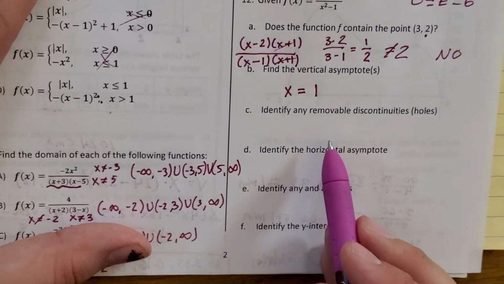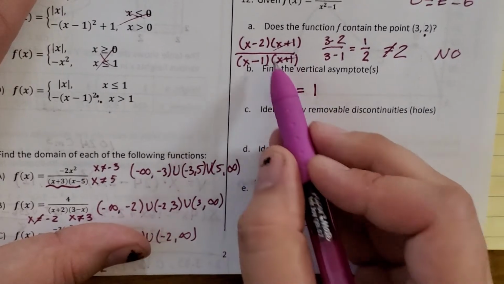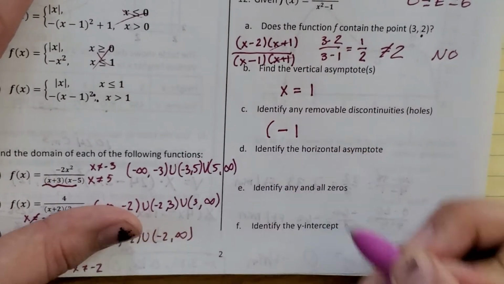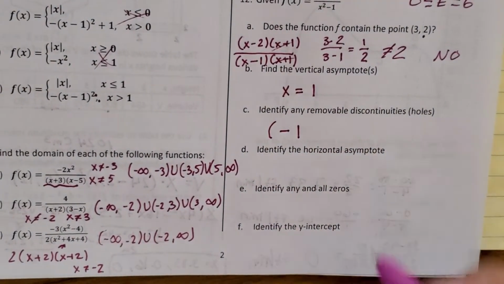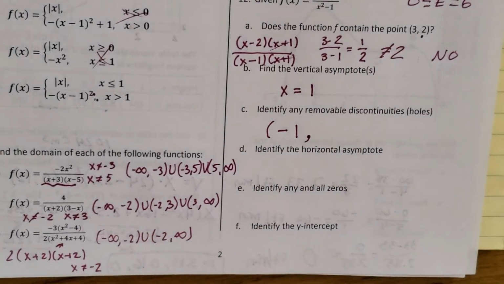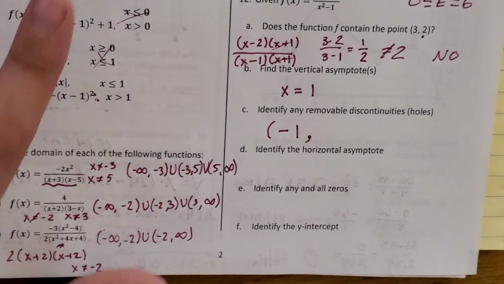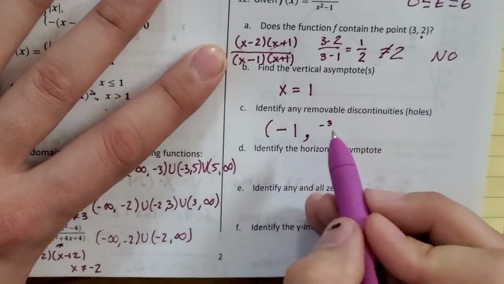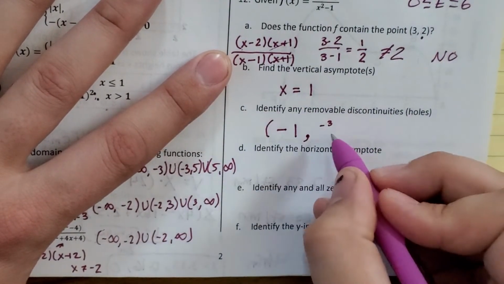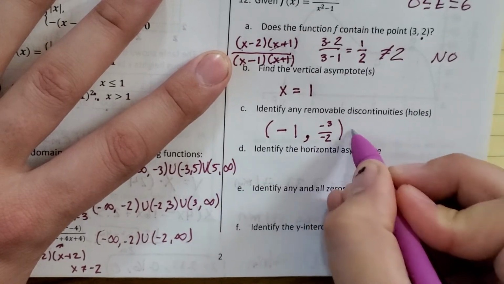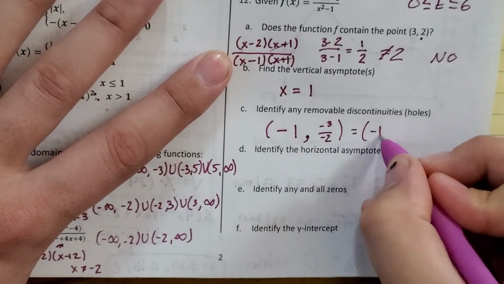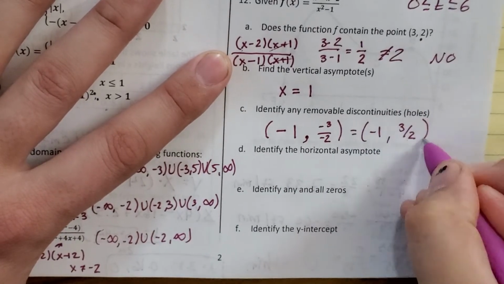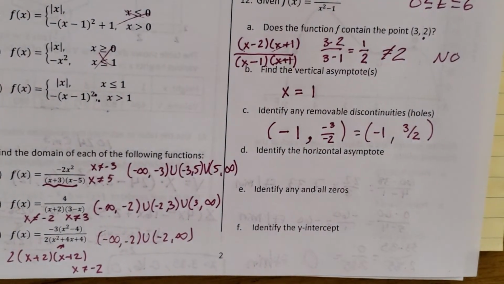Identify the removable discontinuity, or the holes. Remember, that's where we canceled. So I canceled out x plus 1. That tells me that x can't be equal to negative 1. In order to finish figuring out what the removable discontinuity is, though, we need to plug negative 1 into this problem. Negative 1 minus 2 is negative 3. Negative 1 minus 1 is negative 2. I can see that here those are going to cancel. I get negative 1. The two negatives cancel, and I get positive 3/2. So (negative 1, 3/2) is the removable discontinuity, the hole.